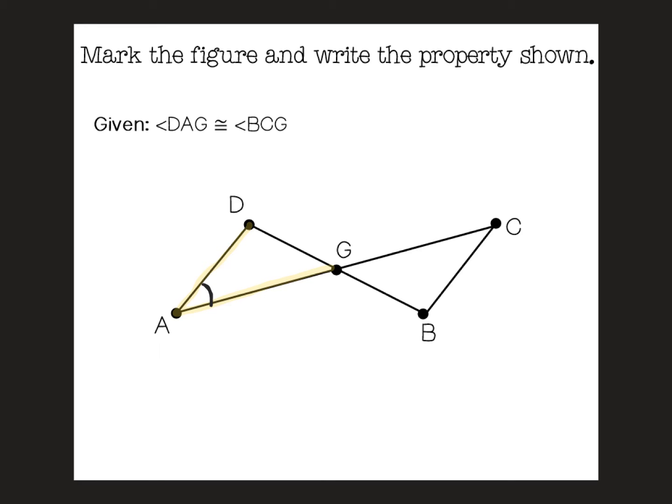Remember, the vertex is always the middle letter. So you're always marking that middle letter. Again, if you kind of outline BCG, so start at B, go to C, go to G, you can see that the green angle, the outlined part, is at C, so that's what I'm marking. Again, it's the vertex, it's that middle letter.